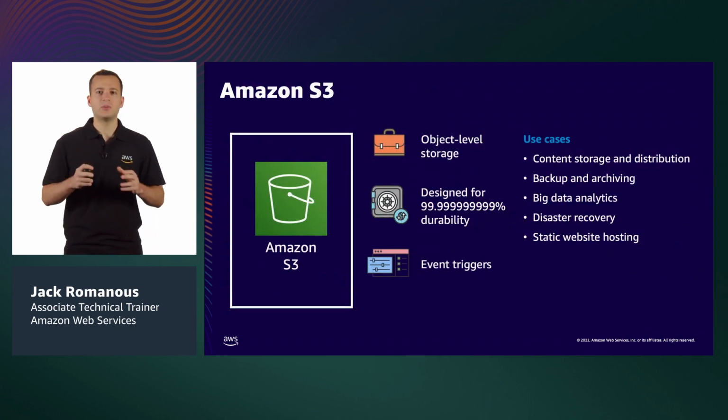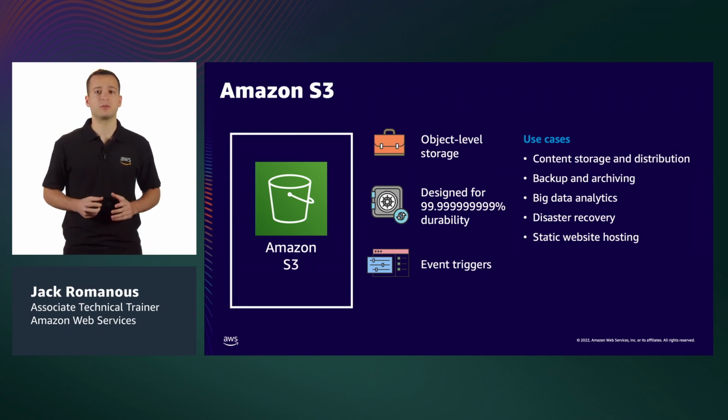S3 is object-level storage, which means S3 manages the storage layer for you. S3 is designed for what we call 11 nines of durability. Durability is a measure of how likely you are to lose a file or object. For example, if you store 10 million objects with Amazon S3, you can on average expect to incur a loss of a single object once every 10,000 years.